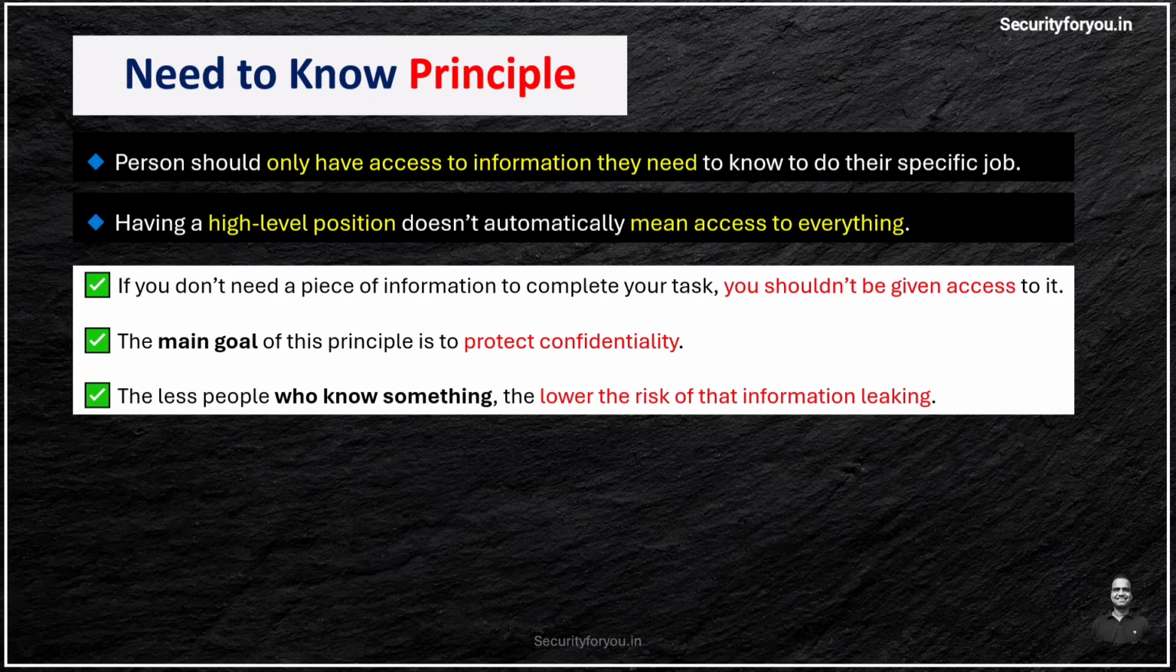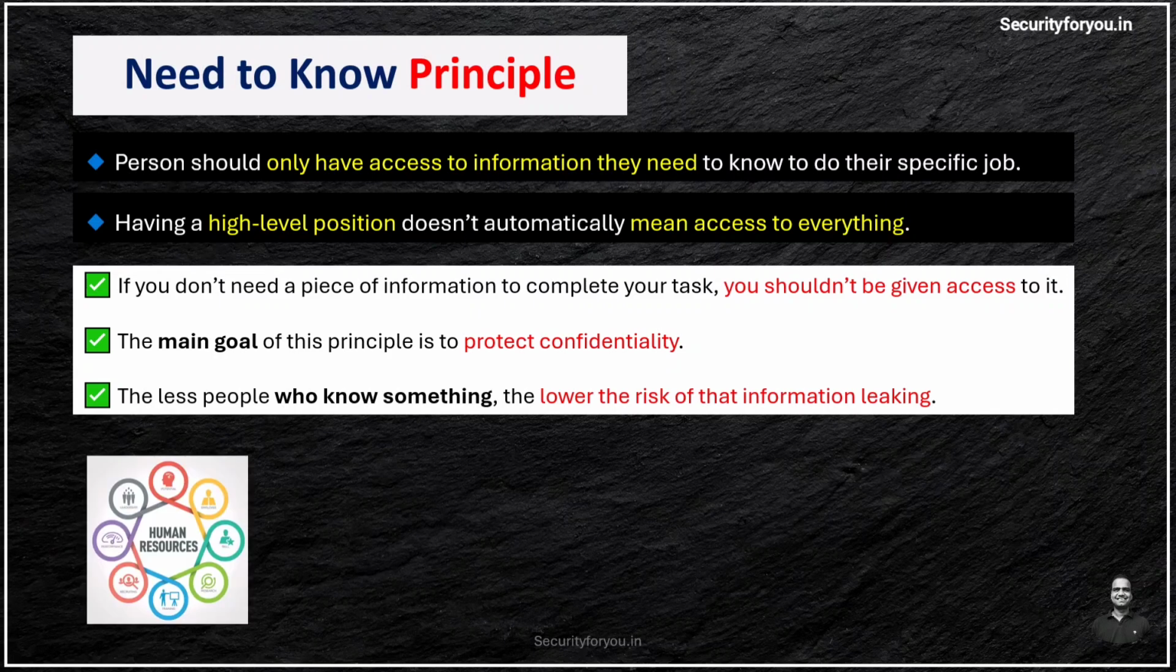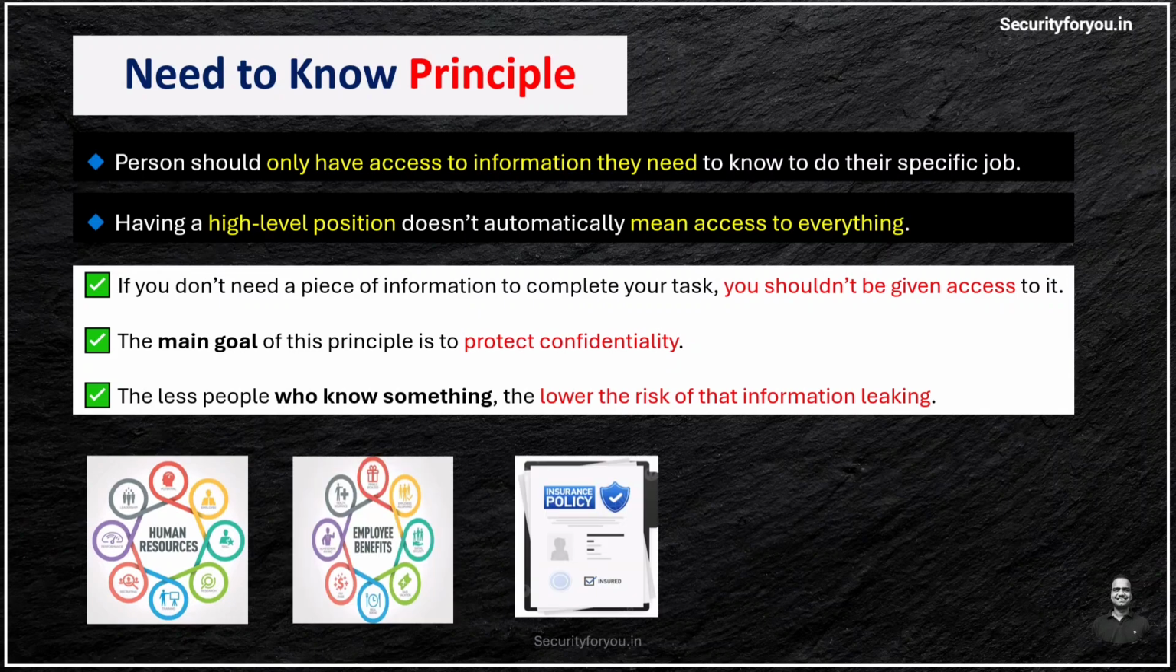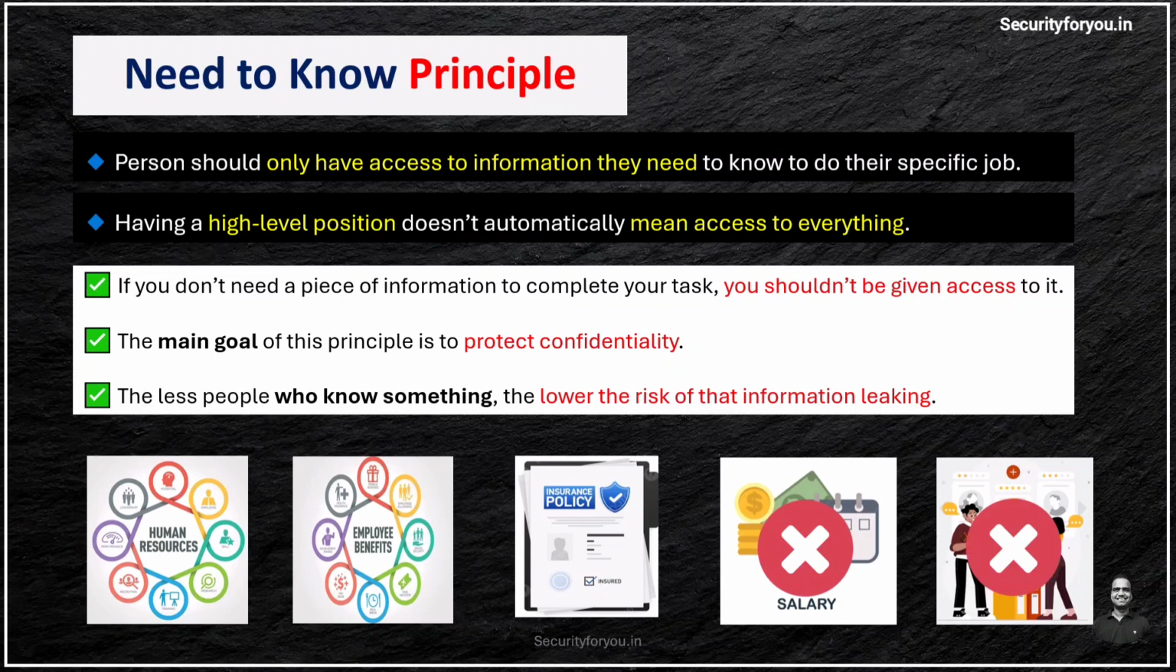Let's take an example. Imagine someone works in HR department and handles employee benefits. They need access to insurance details, but they don't need access to salary information or performance reviews, right? So based on need to know, they should only get access to benefits data, not everything in the HR system, right? This helps keep private data confidential and reduces the risk of leaking, right?